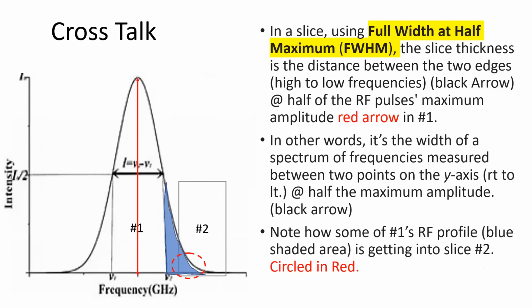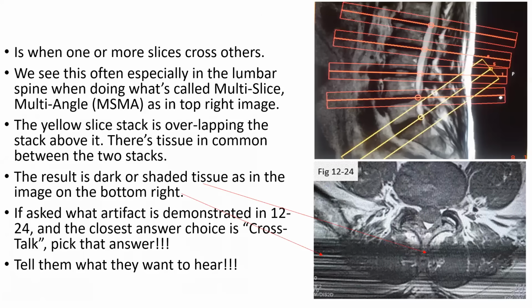Notice that the blue area over here, this is crosstalk. So we are exciting slice 1, but a little of 1's RF gets into slice number 2 because RF is not square. That's why we get crosstalk. So your signal to noise drops a little bit in slice number 2. Okay. How do we avoid that? Can we make that go away? Yes, we can. We can minimize that a little bit.